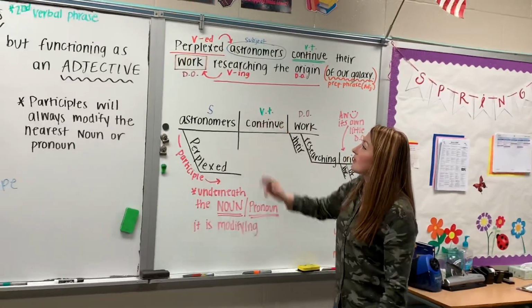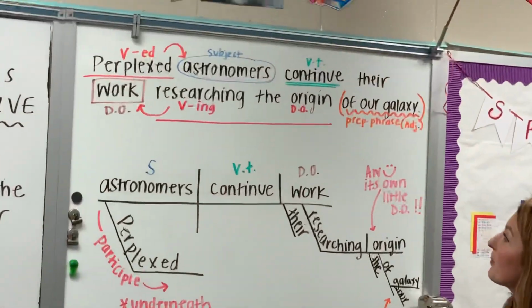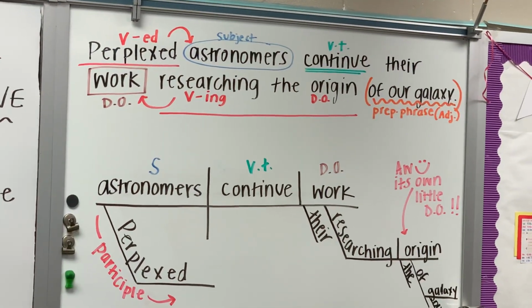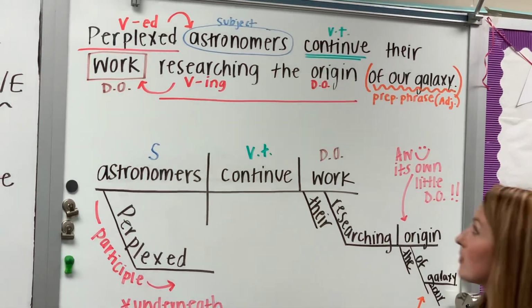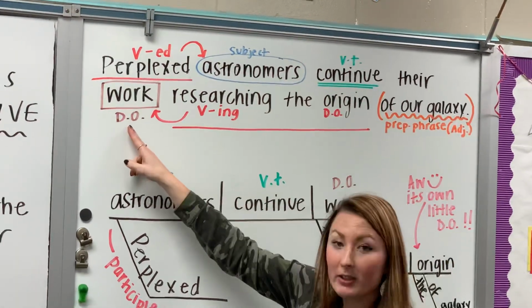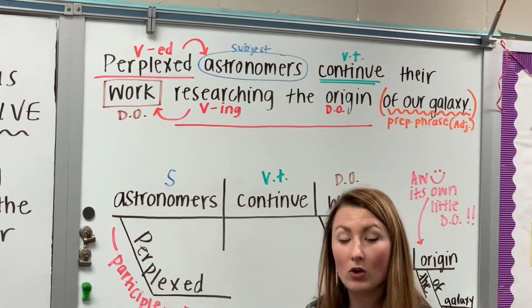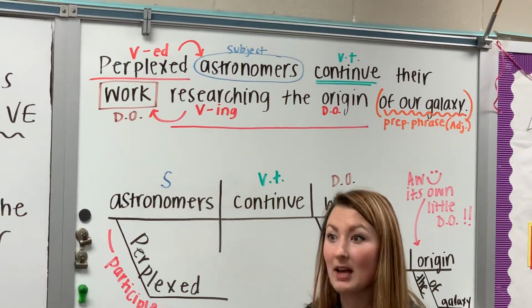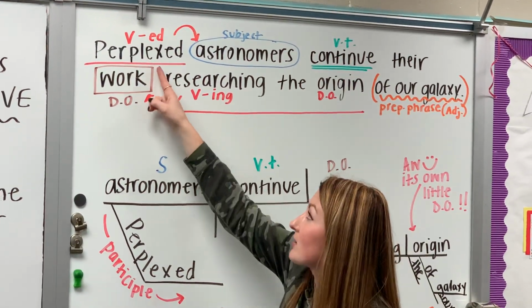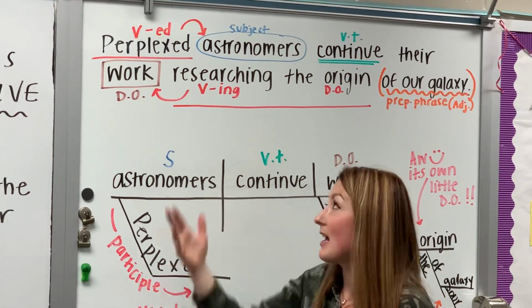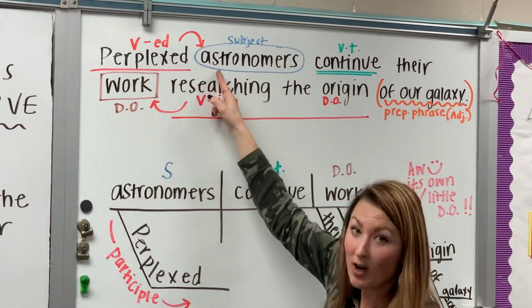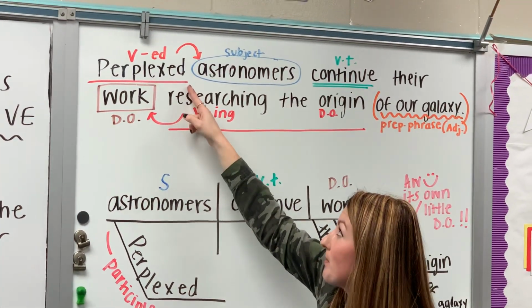Okay? So moving over here, let's look at an example. Perplexed astronomers continue their work researching the origin of our galaxy. So notice I found my subject and my verb. I found my regular direct object. You always want to find the core parts of your sentence first. Then go back and see what you have left over that's extra. Okay, I have this perplexed. Well, I can be perplexed. It's ending in ed, it's a verb, and it's modifying the kind of astronomers we have here. So this is a participle.